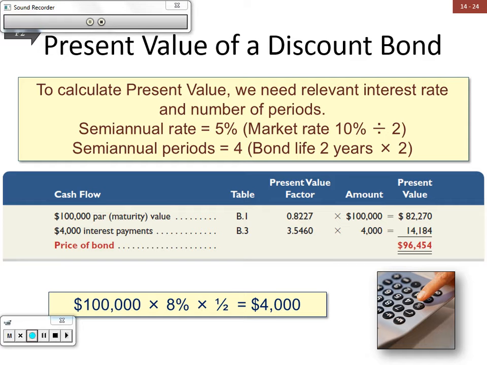Now, going down to interest, they make 4 interest payments, right? We've established that. So what table do you use to look at the present value of the interest? B3. So go to table B3. Go down how many periods? 4 periods, and go over to what rate? 5%. What present value rate do you get? 3.5460, right? You want to multiply that by 4,000, okay? And that's going to give you what?